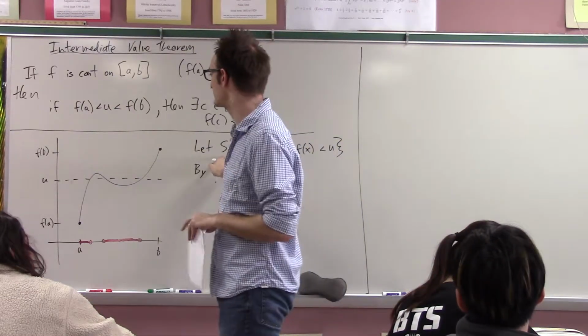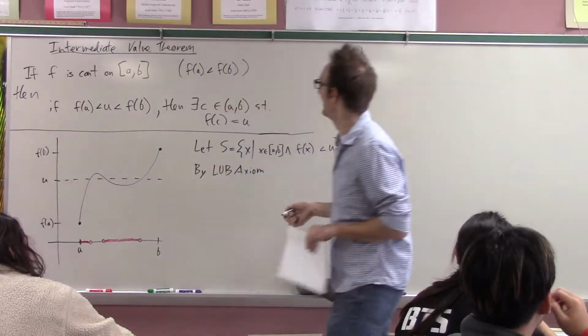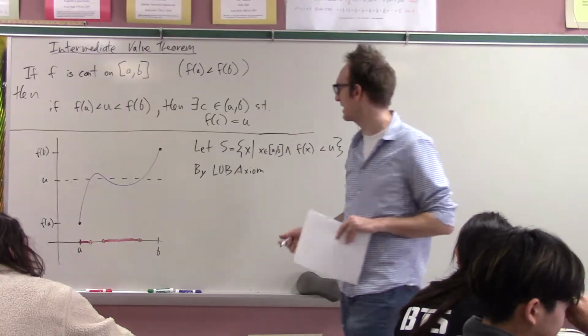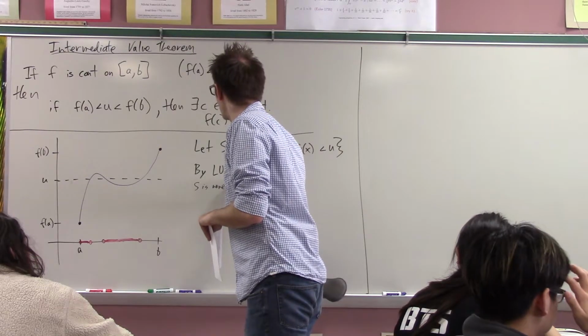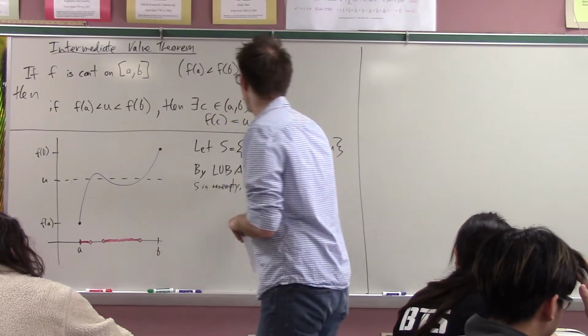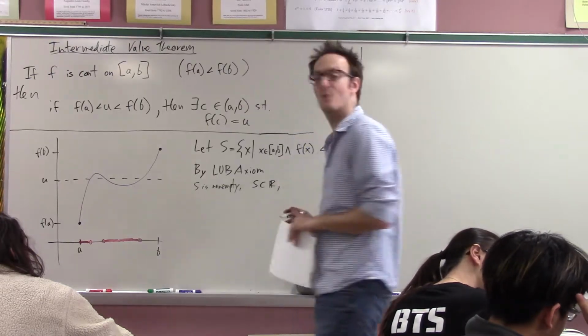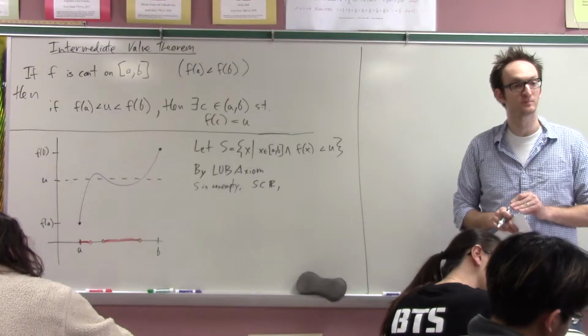Okay, so S is certainly non-empty because, I guess, just take A. B is in it at least, or no, A is in it at least, right? So S is non-empty. That's a fact. It's also a fact that S is a subset of the real numbers, and it's also a fact that it's bounded above. Why is it bounded above? Because all of them have to be less than B.